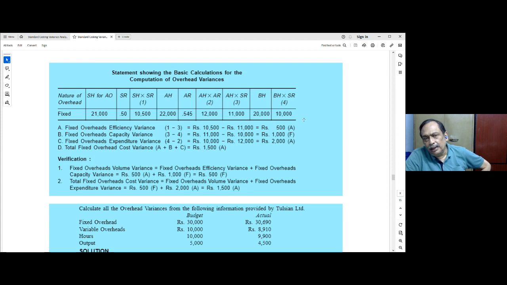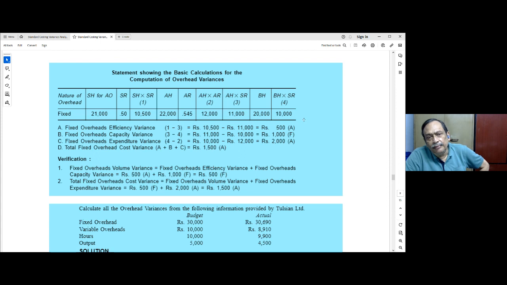Then AH 22,000, AR 0.545. AH into AR, that is 2, is 12,000. AH into SR, let it be 3, is 11,000. Budget hours 20,000. And finally, budget hours into standard rate, let it be 4, is 10,000.